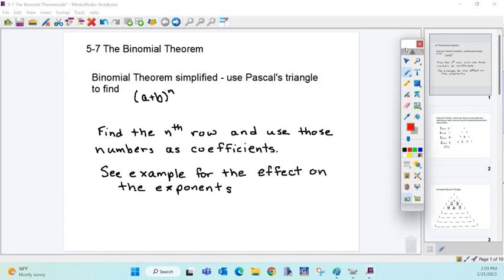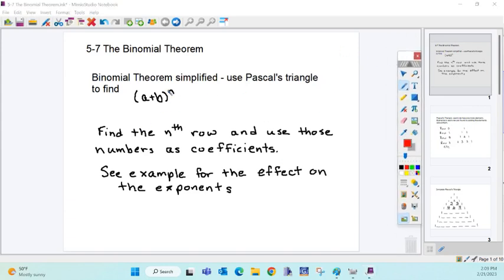So the binomial theorem is going to be used to expand binomials to a certain power without having to actually multiply them all out and do FOIL and then FOIL again and then distribute and distribute and distribute, because some of these would be impressive to do out like that. So there's like a shortcut formula to that, and it involves something called Pascal's triangle.